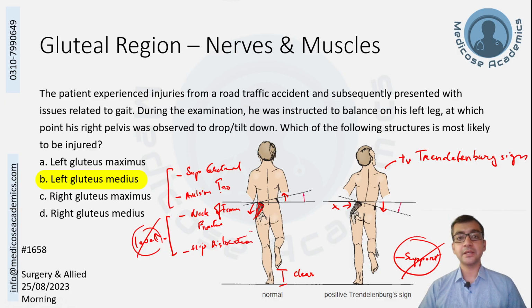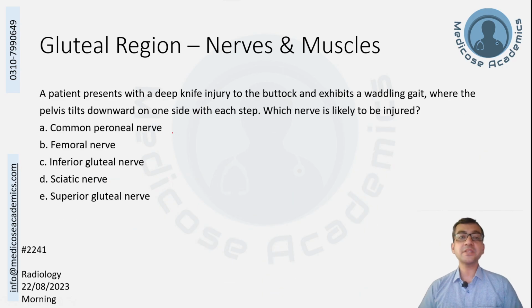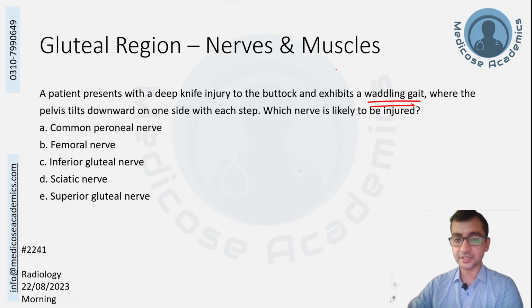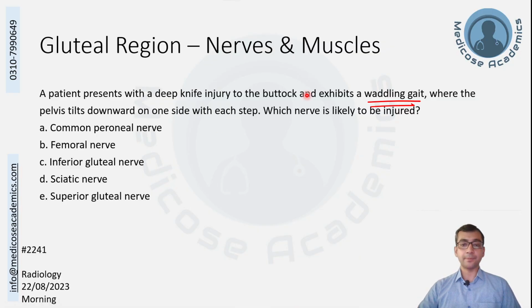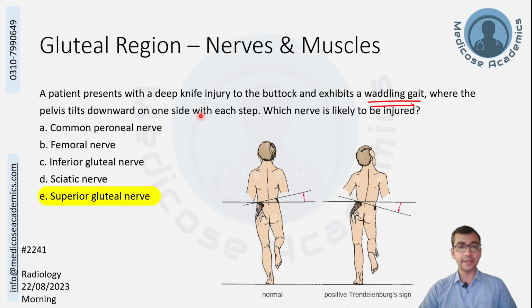So in all of these cases, Trendelenburg sign will be positive. A patient presents with a deep knife injury to the buttocks and exhibits a waddling gait. This particular gait, where the Trendelenburg sign is positive and where, when you lift a leg, that side of the pelvis tilts down, is called waddling gait. It's also called dipping gait, where the pelvis tilts downwards on one side at each step. Which nerve has been injured? Now you should know the nerve of the gluteus medius and minimus, and that is the superior gluteal nerve.